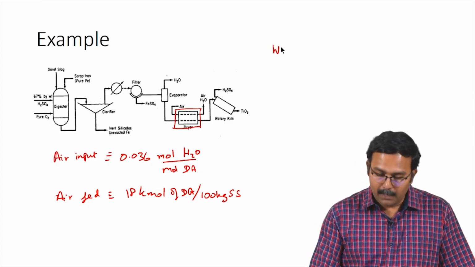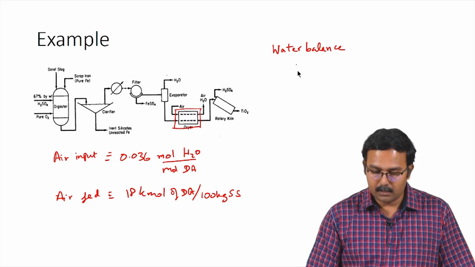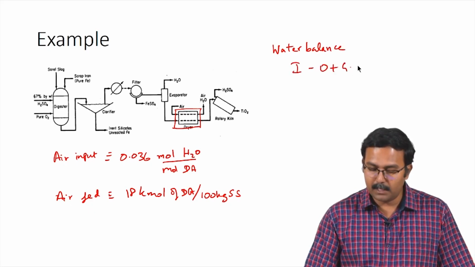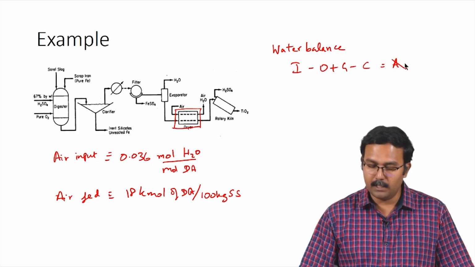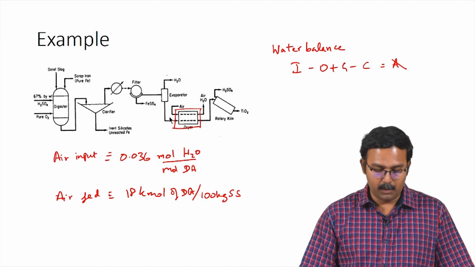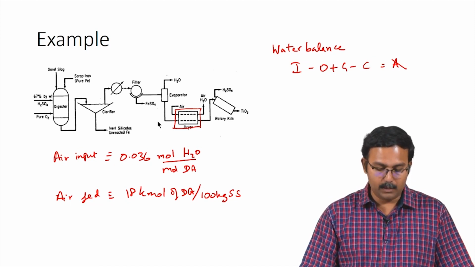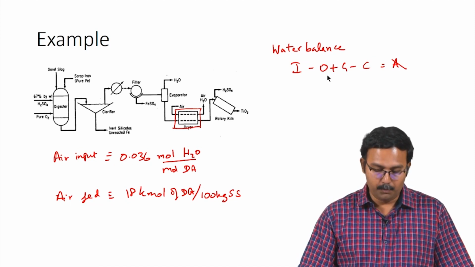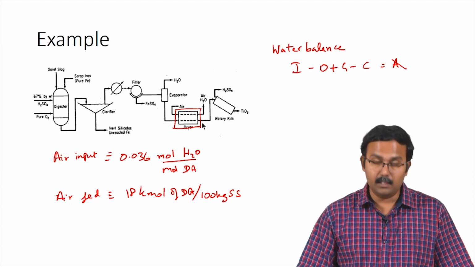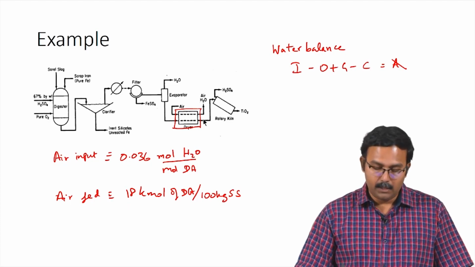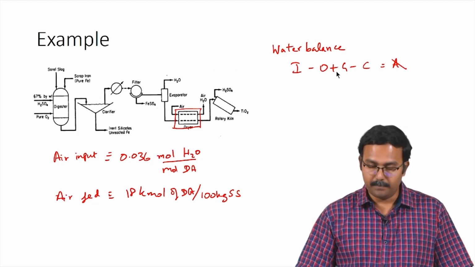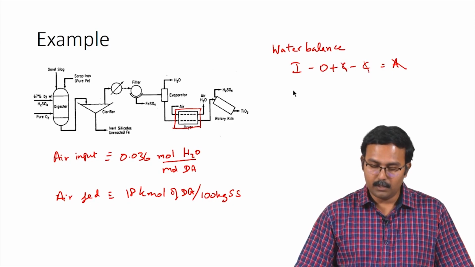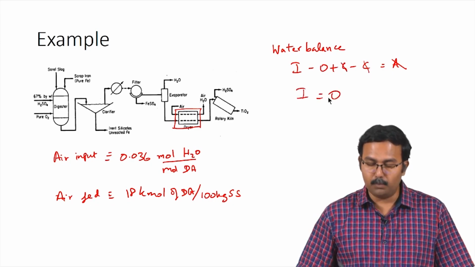Now, the water balance across the dryer would basically start from input minus output plus generation minus consumption equals accumulation. At steady state there is no accumulation. You have input for water both through the air and through the slurry, and you have output for water through the air and in the form of water of hydration. You do not have any generation, you do not have any consumption. So, it would be input equals output.